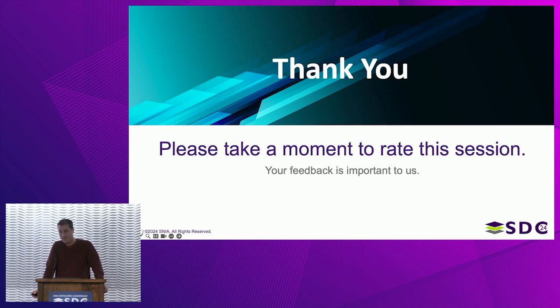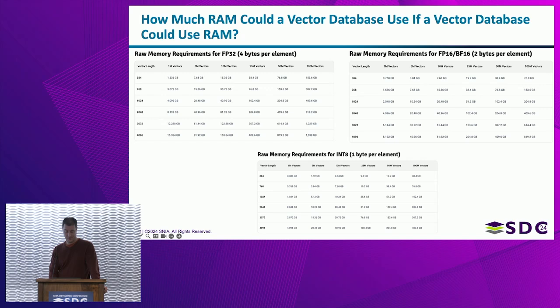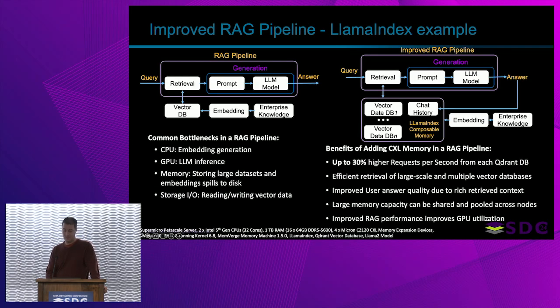Go ahead. On your RAG slide, you had a feedback path for the chat history. Just curious about what kind of heuristics you're able to develop from that. So the question was, on this feedback loop here from the answer back into the chat history, what heuristics we can attain from that.